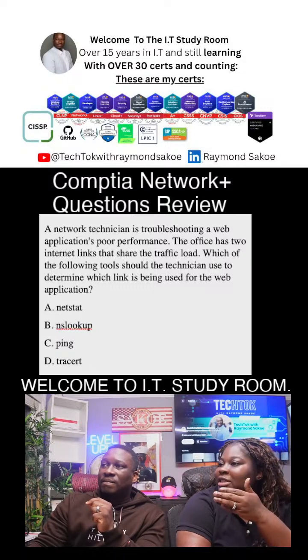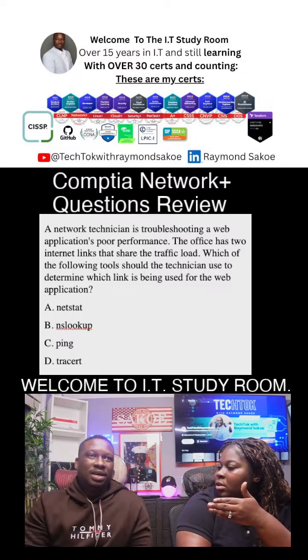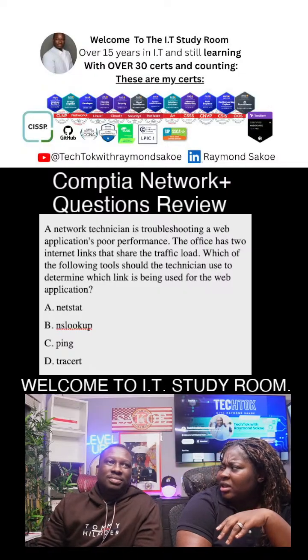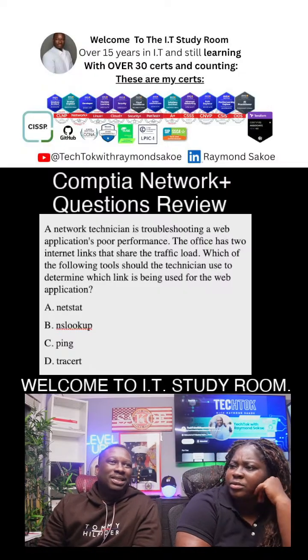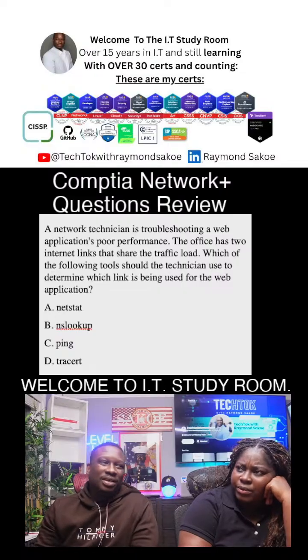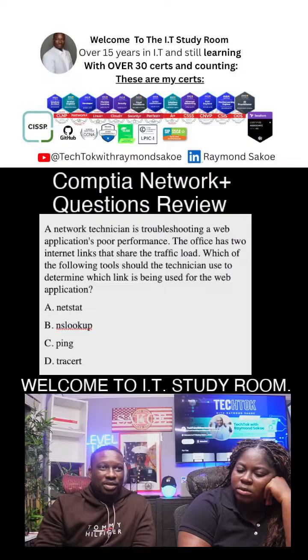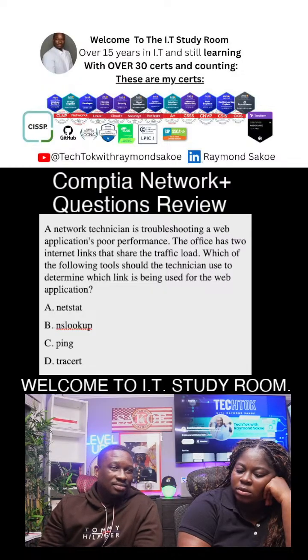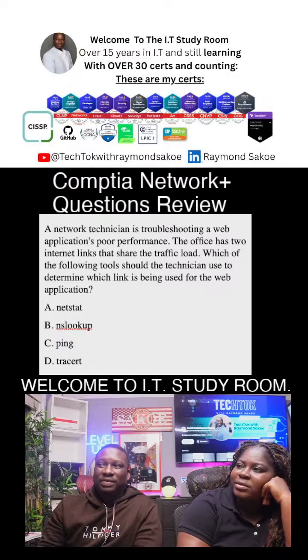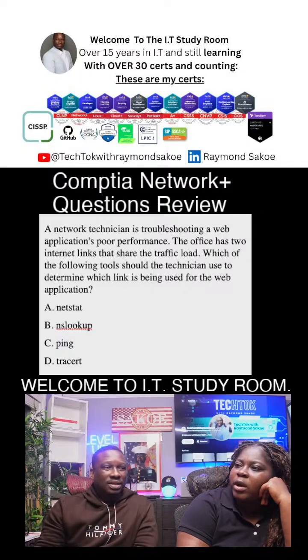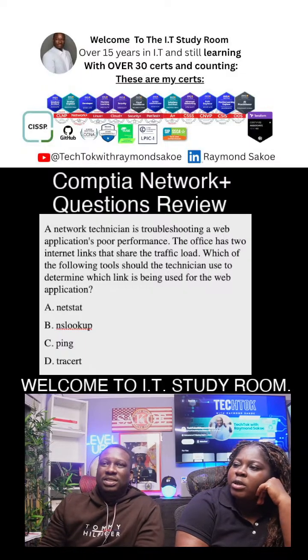Does it depend on the job? Yeah, it depends on the job. If you're a help desk, it wouldn't really help you that much. It will be good to have some sort of scripting knowledge, but I don't think it will be that much of a help as an IT support technician. So it depends.